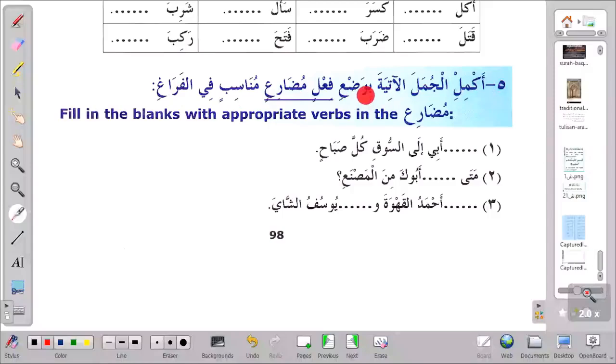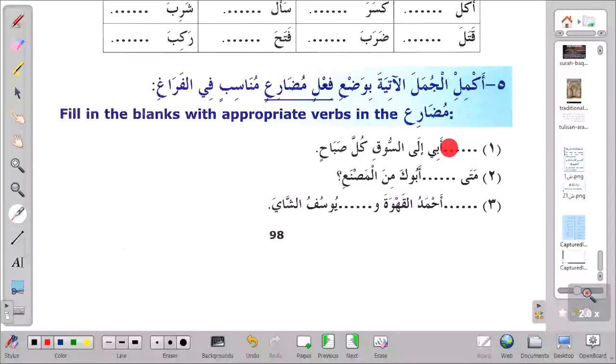أكمل الجمل الآتية. Complete the following sentences by placing a present tense verb that is suitable or appropriate. So we are not just going to put anything there, but that which suits it, in the empty spaces.